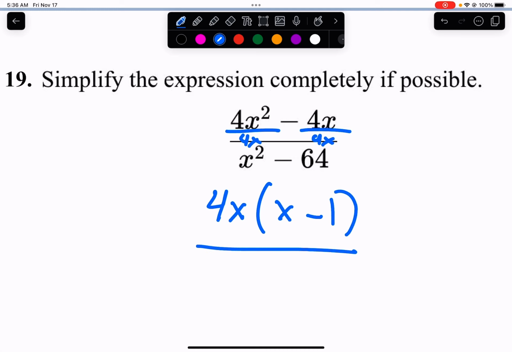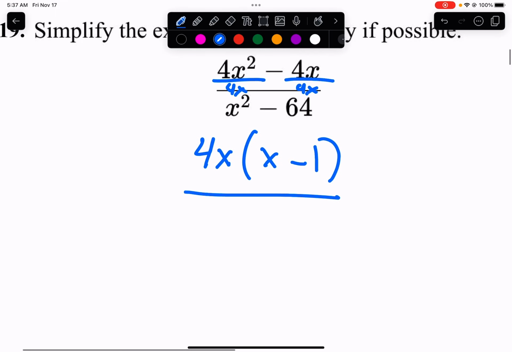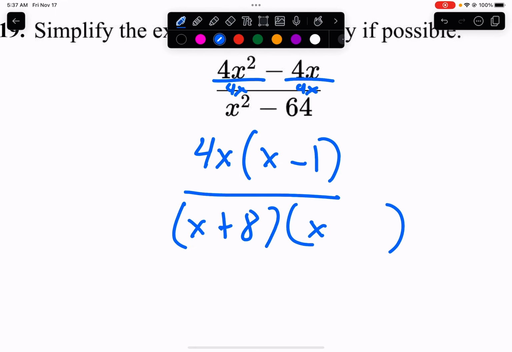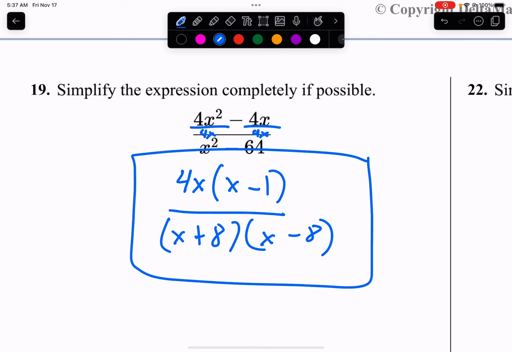Then, on the bottom here, we have another difference of squares. So we don't have a GCF, can't take anything out, but we can square root both of these. We get x and 8, x plus 8, and x minus 8. Then we go ahead and look and see if there's anything we can cancel. And in actuality here, there is nothing we can cancel. So we would be done. Nothing we can do here.